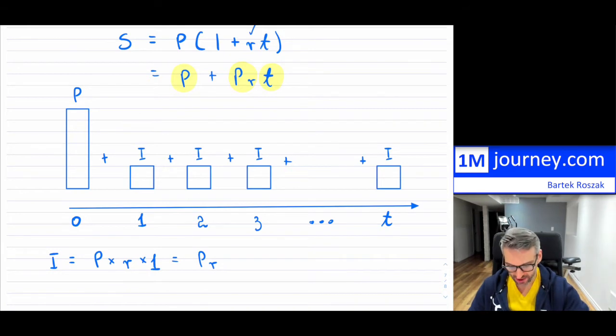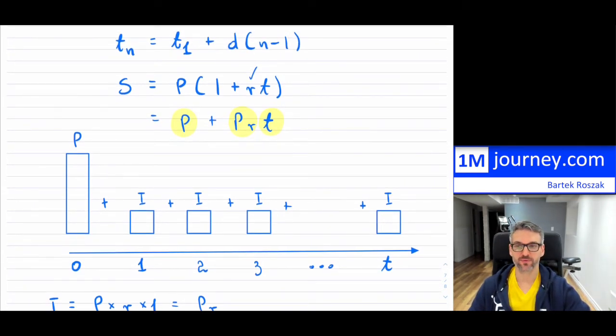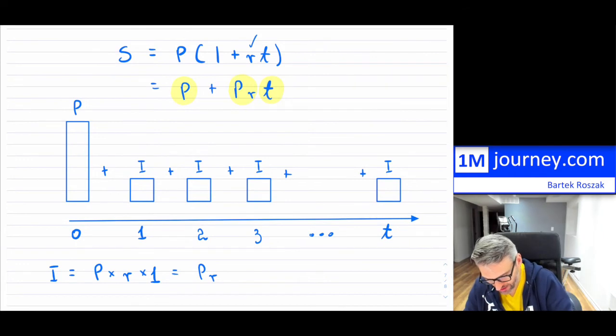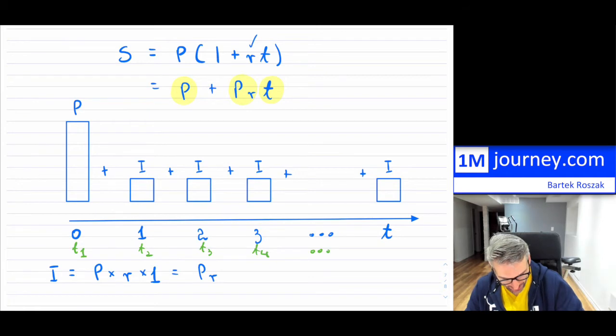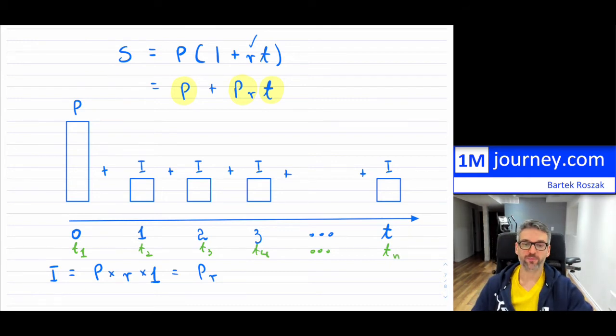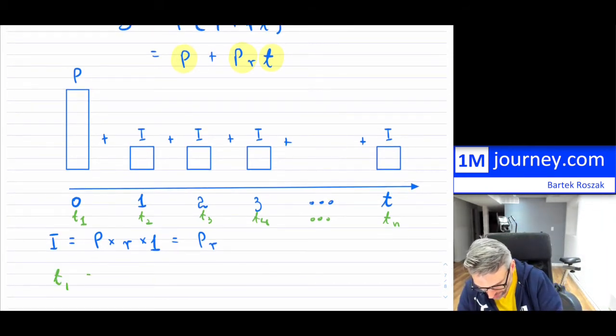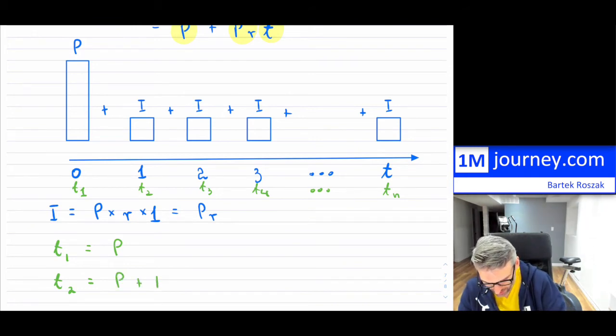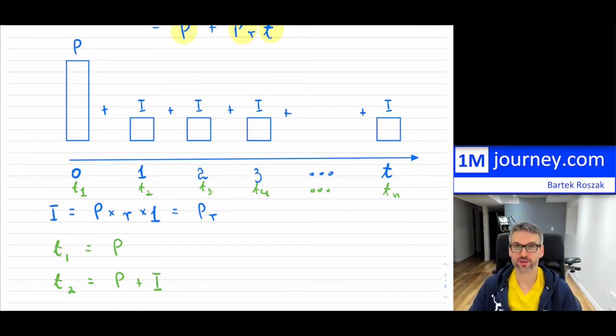So, fine. Now, how is this related to the arithmetic sequence? Let me show you. If you think about the arithmetic sequence, we start our sequences with term number 1, then term number 2, term number 3, term number 4, and so on, until this would be your term number n. For this, term number 1, if you start it off, is just P. Term number 2 is just P plus whatever that interest was, interest I. So that's your term number 2.